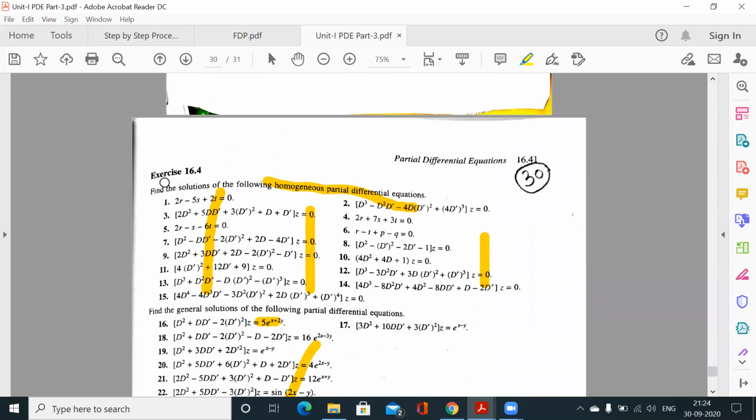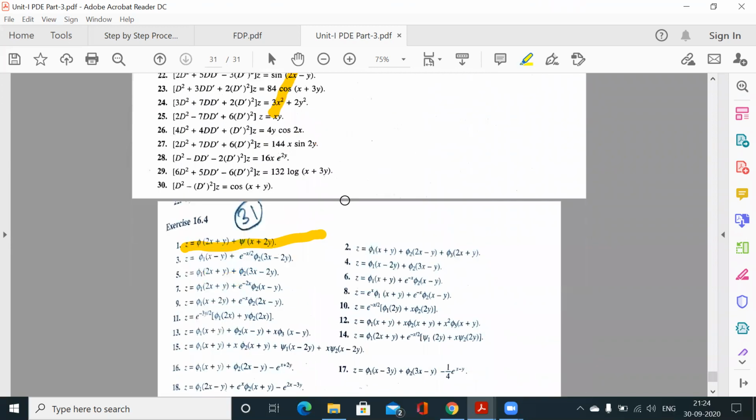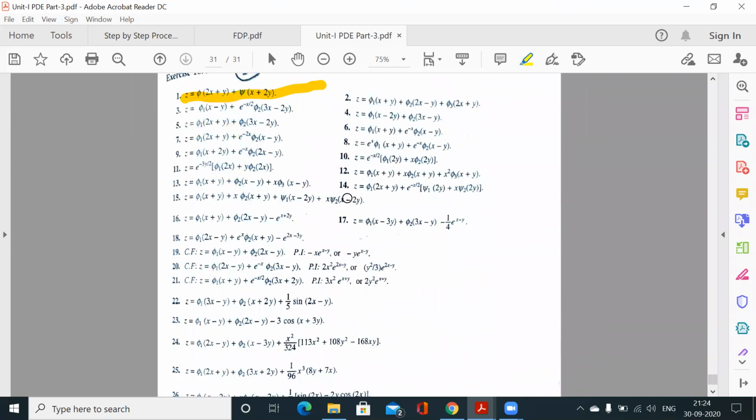These are the answers for this exercise 16.4. So you practice all the questions. Whenever you face any problem getting the concept, or you are unable to solve any particular question, in that case we can discuss your problems. First ask your classmates, otherwise if they are also unable to solve that question, then ask me.